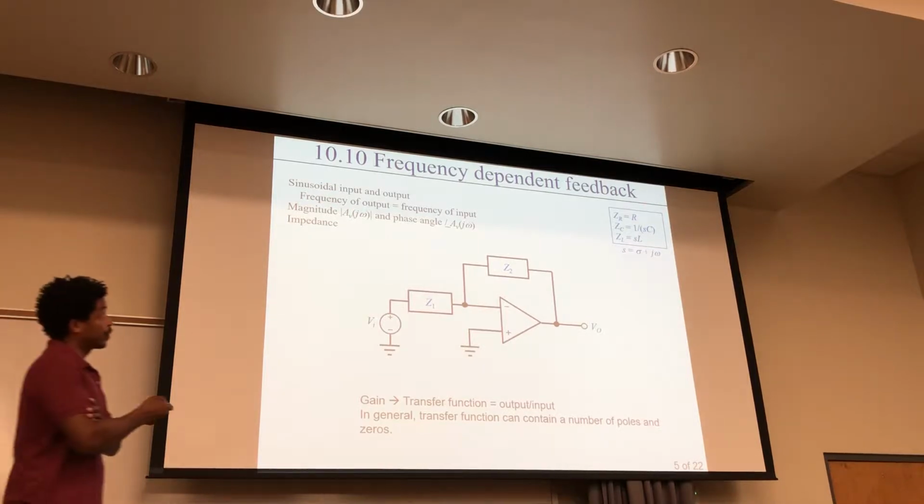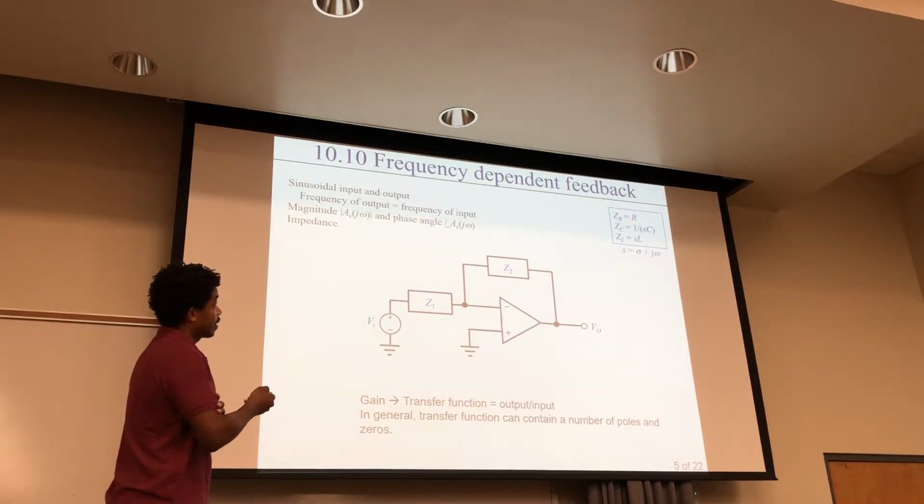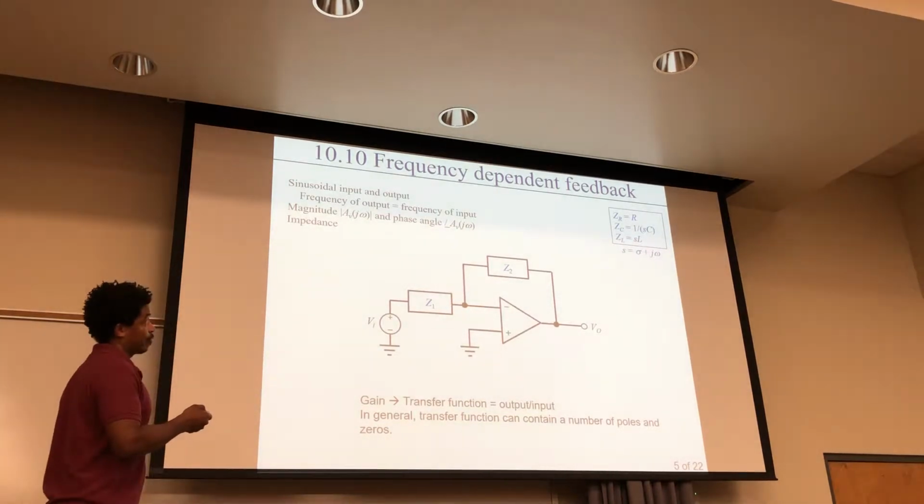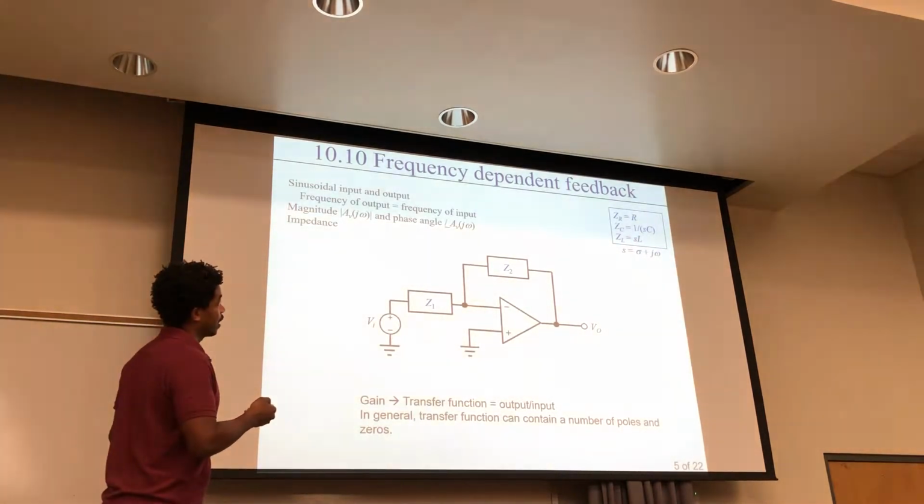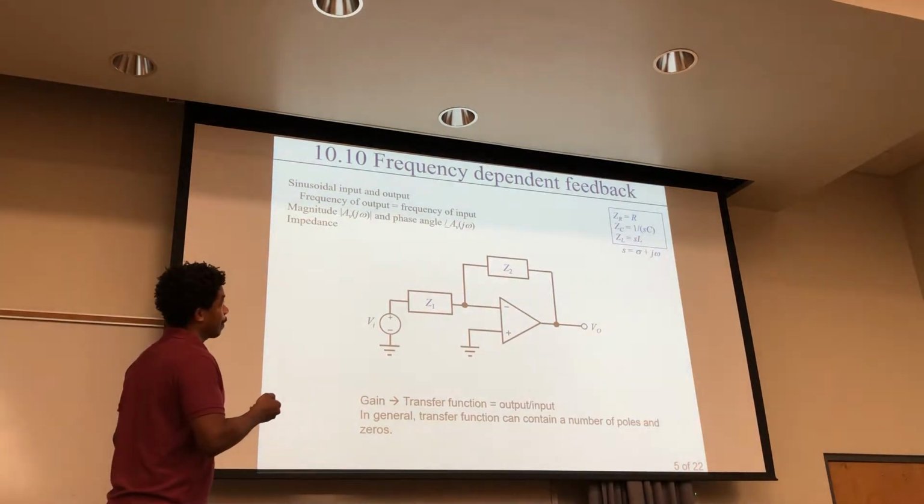And just to remind you, here are the values for impedances for the common components. If you just have a resistor, the impedance is just R. If you have a capacitor, then it's 1 over SC. If you have an inductor, it's SL. And S, if you remember from 2120, is a complex frequency right here.